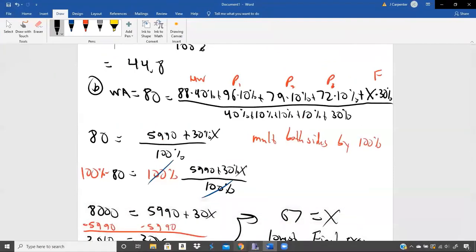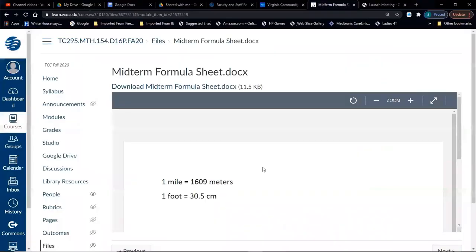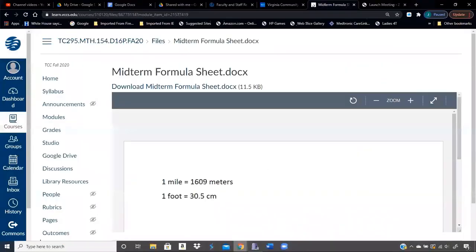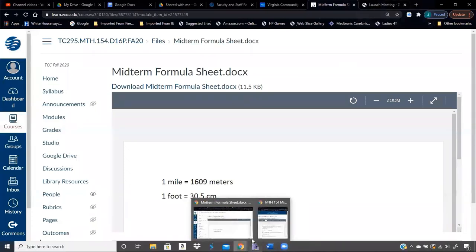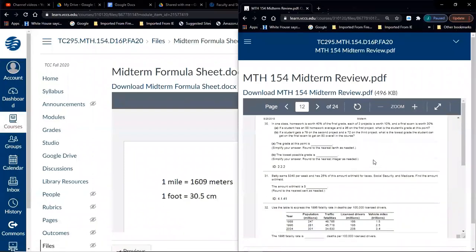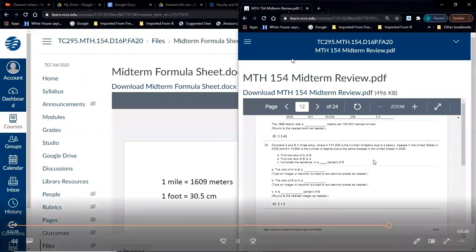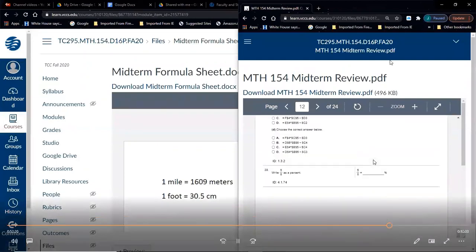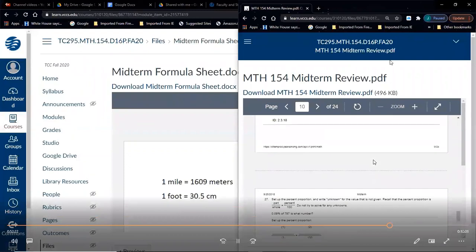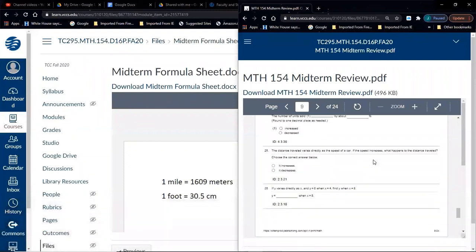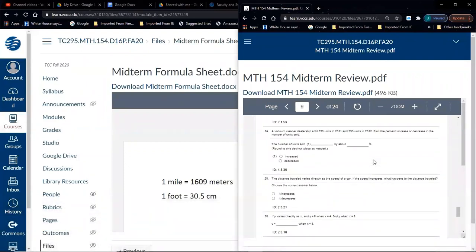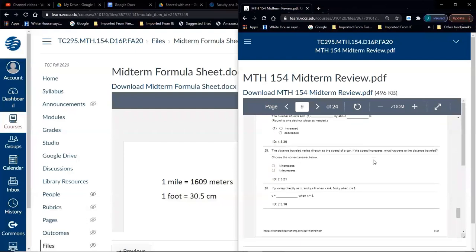All right, I only have like 7 minutes. Not that page. There it is. There was one before 30 I wanted. Number 26.